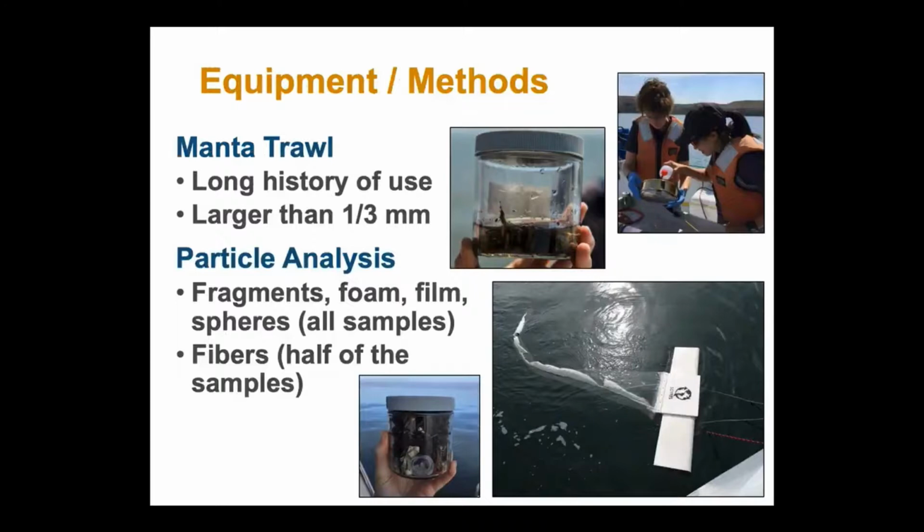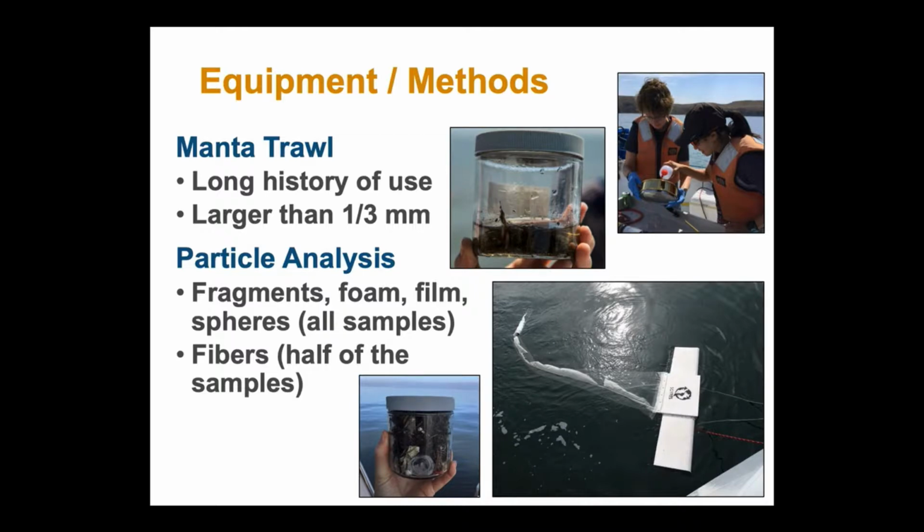And what we used at each site was a number of techniques. So we used different techniques to look at different size fractions. But for this talk, I'm going to focus on the manta trawl sampling. This has a long history of use, especially for microplastic sampling, and this is a well-used technique to analyze 1/3 of a millimeter and larger. For all of the samples throughout the project, we analyzed fragments, foam, film, and spheres. And then for a portion of the samples, we analyzed fibers.